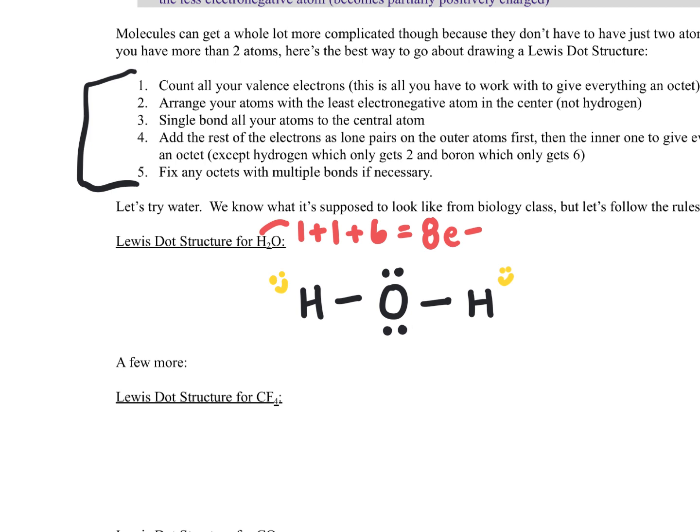It says fix any octets with multiple bonds. So let's just double check that oxygen has an octet. If we are counting oxygen's electrons, it has 4 electrons in lone pairs, and then each of the bonds makes it feel like it's touching 4 more. So oxygen's actually totally happy with this situation, right? 1, 2, 3, 4, 5, 6, 7, 8. So oxygen's happy too. So we're good to go here.